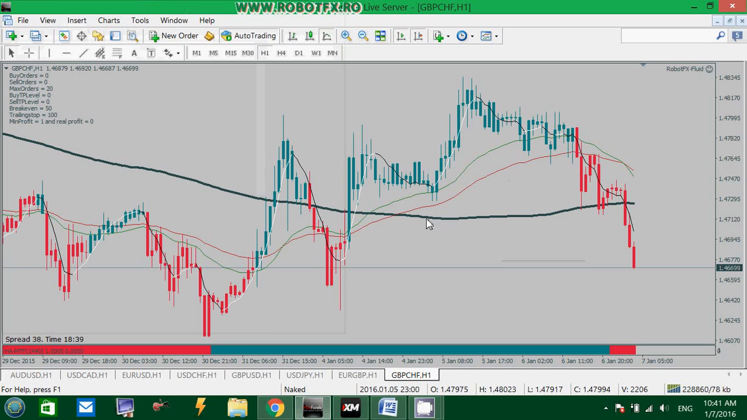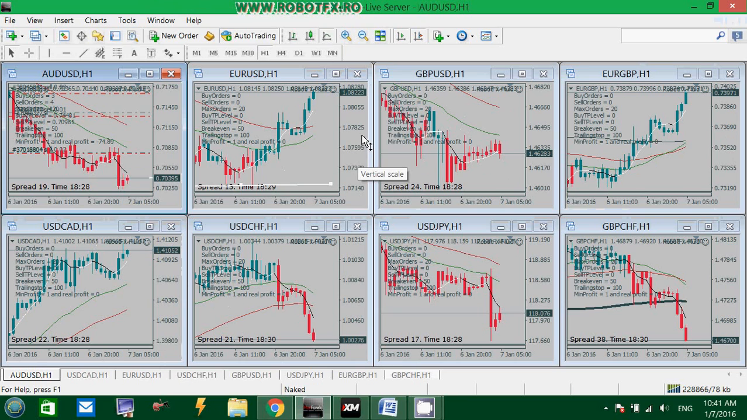So I check the charts. I'm trading only 8 charts. This is my preference. You can trade anything you want. I'm trading forex, 8 charts only. That's enough for me. And I arrange them to be opposite charts, like this.